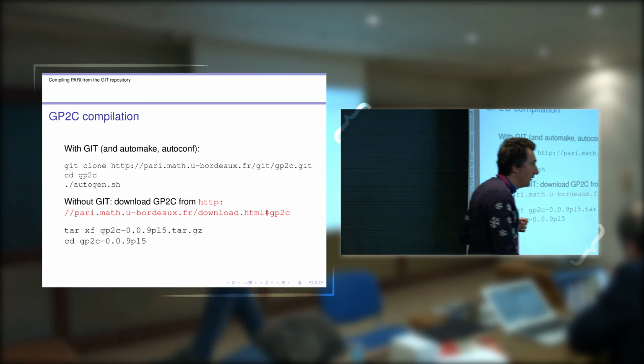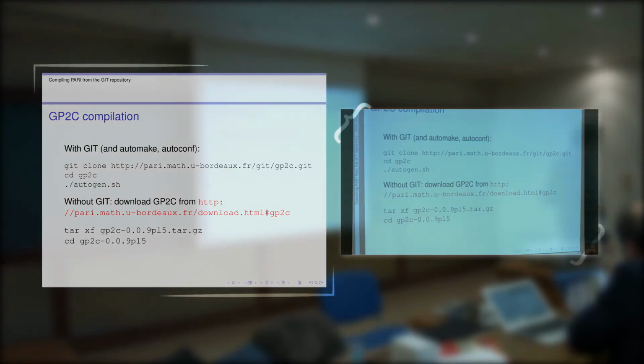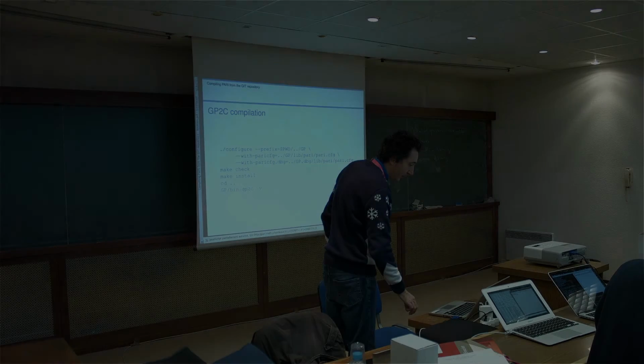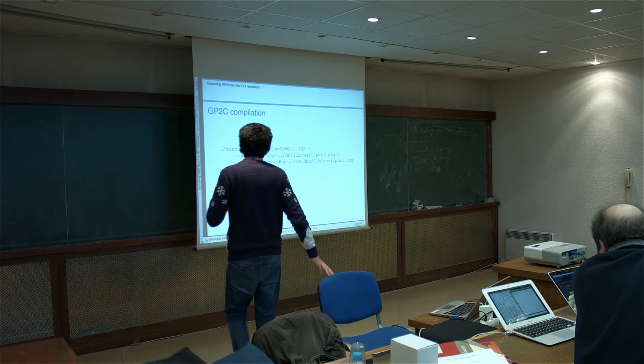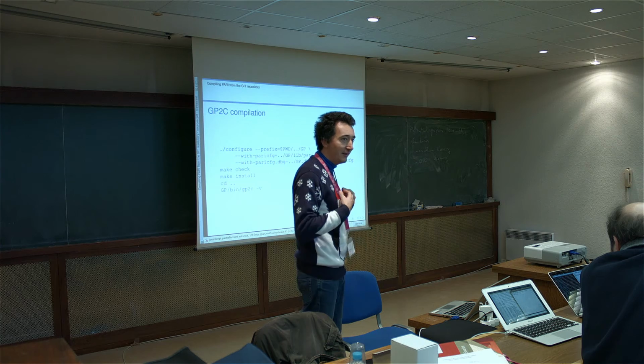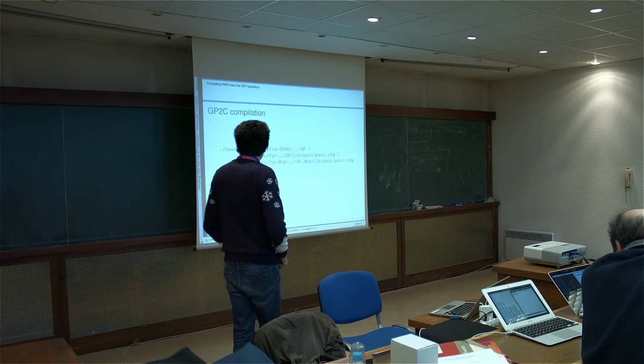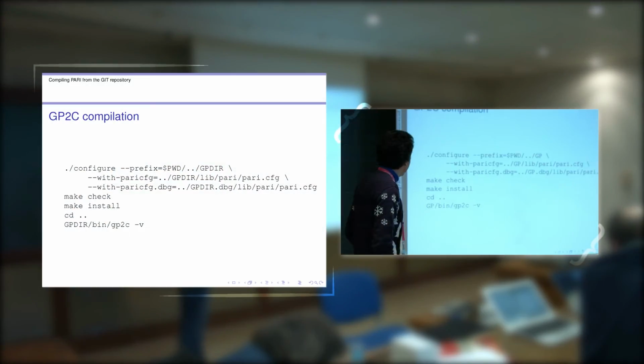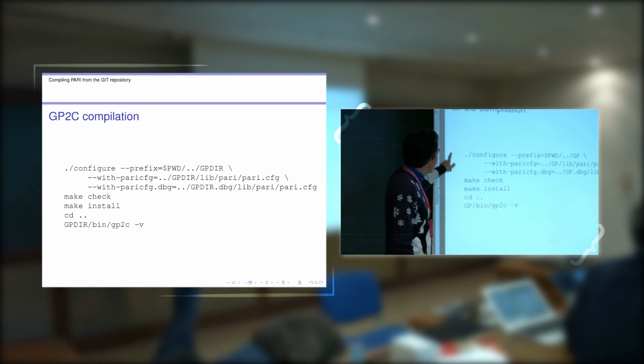Does this support PARI Git? So if you manage to download GP2C, maybe it's simpler to use the latest release version that I made yesterday to be sure it is current. Then you can use this command.